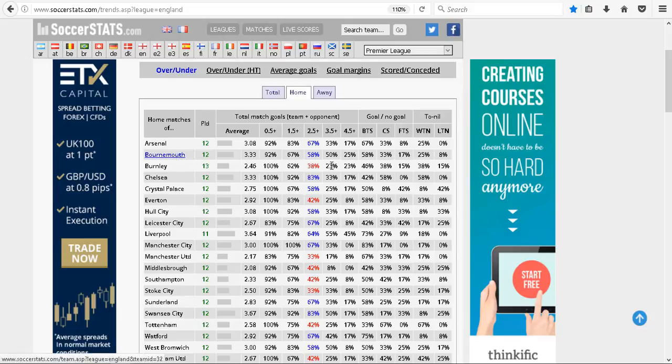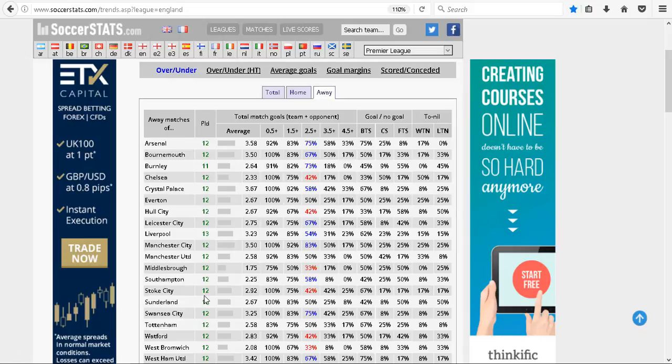So Bournemouth have overs 58% of the time. Man City have overs away 83% of the time. So I'd be thinking that it's going to be overs.